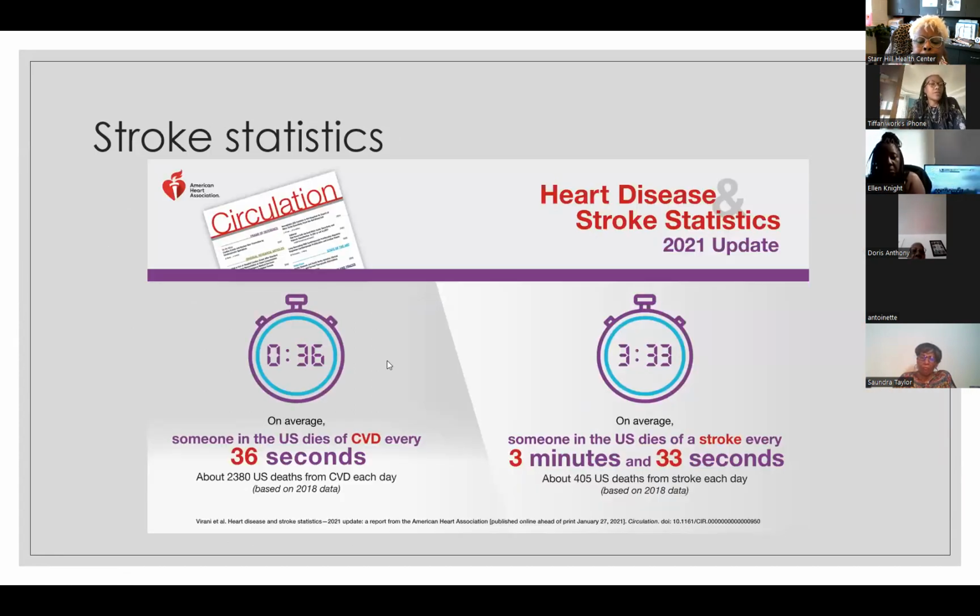So the sad news is that this data from 2018 shows that someone in the United States dies from a stroke every 3 minutes and 33 seconds. That's pretty sobering if we think about over 400 people dying from a stroke every day. That's why this is important. That's why this month and the whole rest of the year, thinking about how we can prevent stroke is necessary. Next slide.